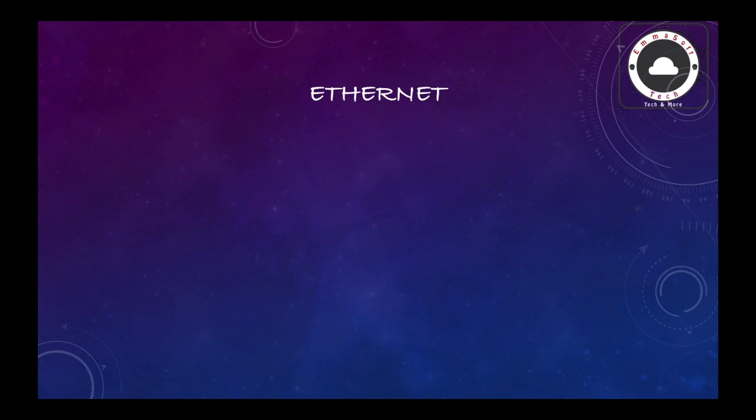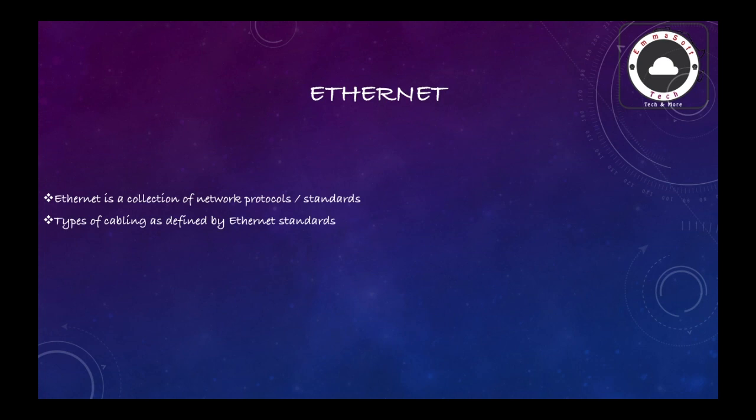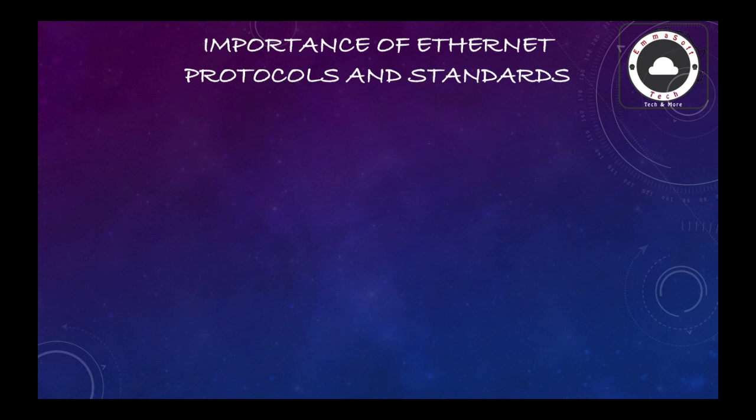We saw that Ethernet is one of the concepts we are going to understand, and someone may be wondering what Ethernet is. It is actually not something so complicated, but Ethernet basically is a collection of network protocols and standards. So they define the type of cabling usually as defined by the standards, because there are so many different standards based on which type of cable is used in communication. So Ethernet is basically a collection of network protocols and standards. Let us dig deep and get to know why Ethernet is important.